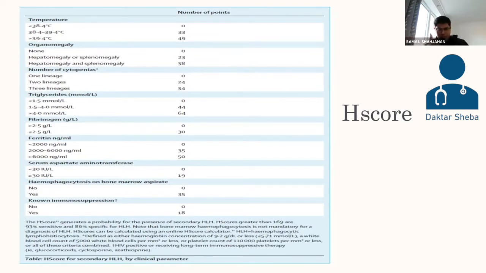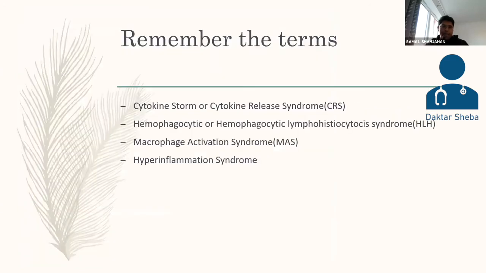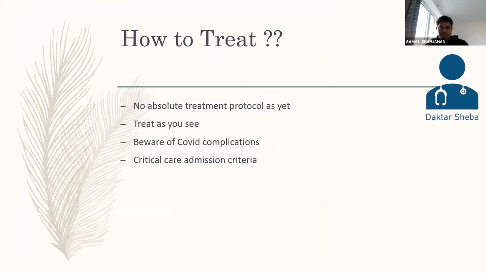So there are other ways. We'll discuss it further, how we can modulate the immune system. Okay. So the terms to remember are cytokine storm, macrophage activation syndrome, hyperinflammation syndrome, and all that.